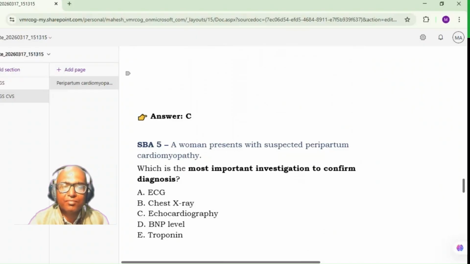Next. A woman presents with suspected peripartum cardiomyopathy. Which is the most important investigation to confirm the diagnosis? A. ECG, chest X-ray, echocardiography, BMP, troponin. It is echocardiography. C. Echocardiography.